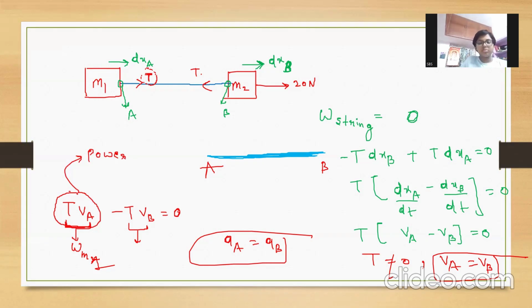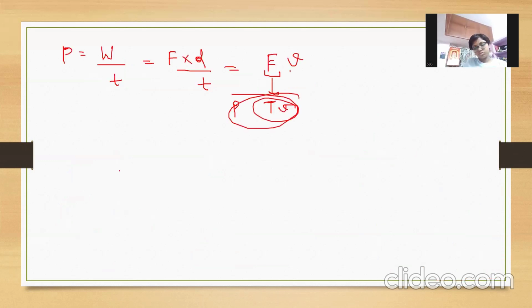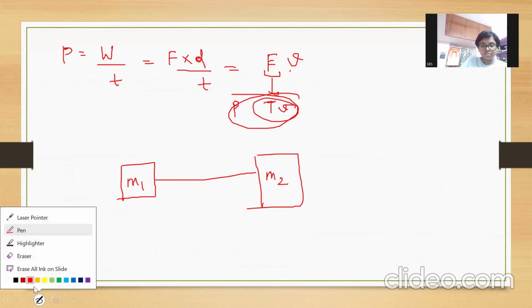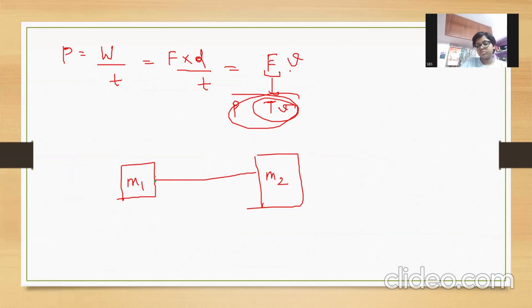Understood? The next thing: did you observe that VA is equal to VB? VA is equal to VB means what? What is the condition? This M1, M2. Which one is VA? I have assumed this end of the string is VA, and this end of the string is VB. It means that if this end is going with 2 meter per second to the right, then the other end should also move with 2 meter per second to the right.